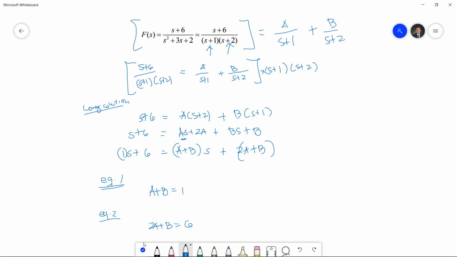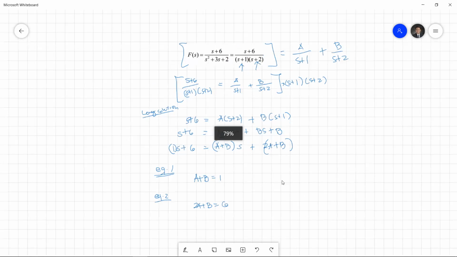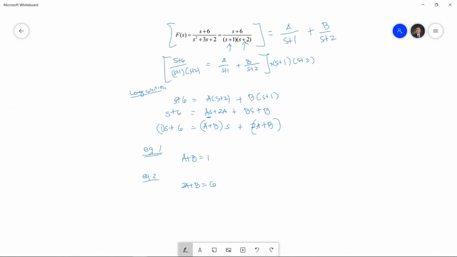Okay? Now, solving two equations, two unknowns. Okay, alam nyo na yan. Two equations, two unknowns. So, systems of linear equations. Okay? So, ang sagot dito is, sagot natin. So, A natin is 5. And yung B natin is negative 4. Okay? So, solving. Okay. So, that is the long solution.